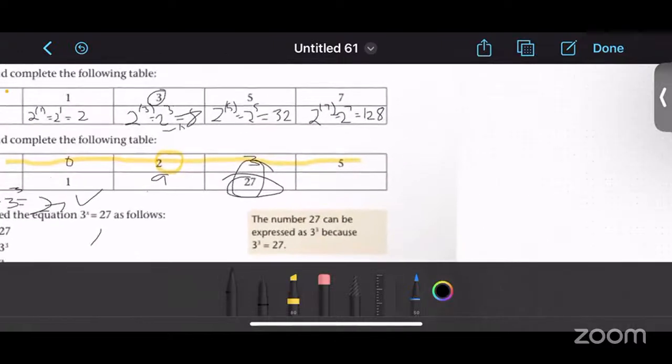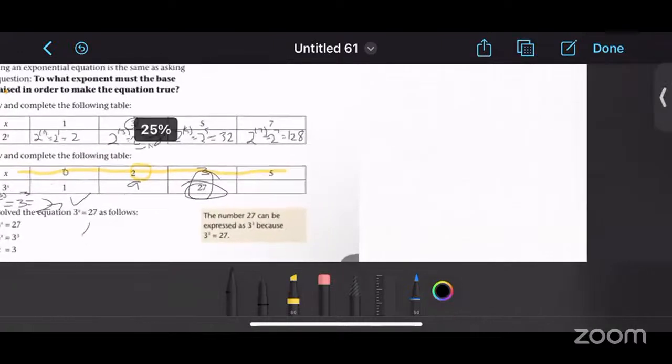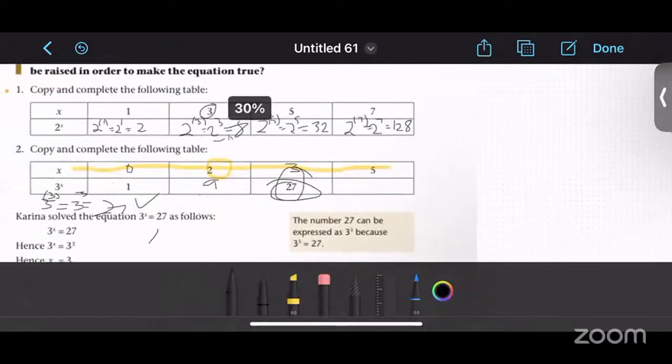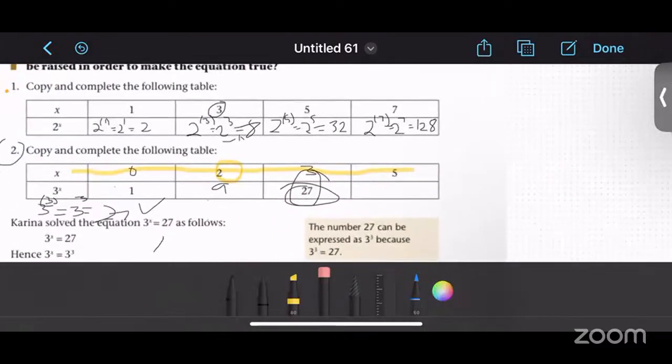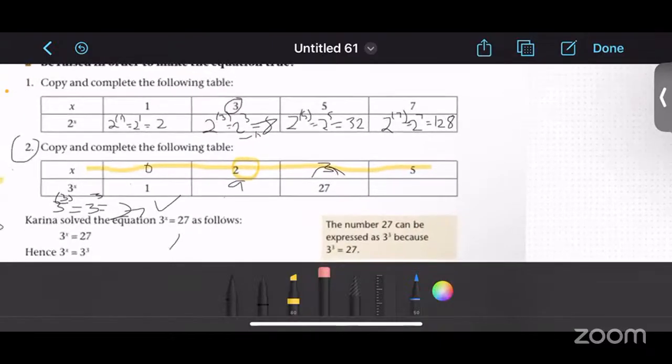Do you get it? Do you think you're understanding it? Yes. Okay. Let's do the last one here. They say x is equal to 5. What is going to be 3 to the power of x?